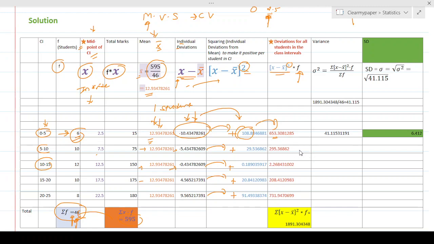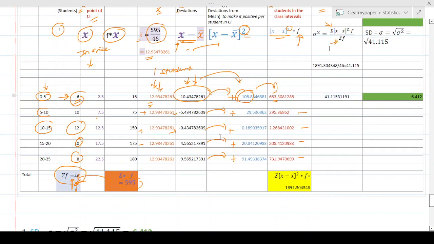And like that, I'm going to multiply each row by the respective frequency to get the square difference for all the students in that interval. Then I'm one step closer to finding my variance. Variance, I know, is going to be the square difference for all the students divided by the total number of students. So I have the square difference here, and I need the summation of that. I'm going to sum this up.